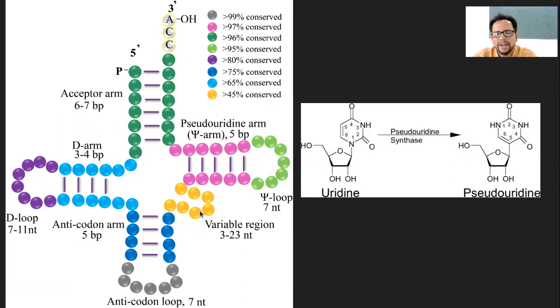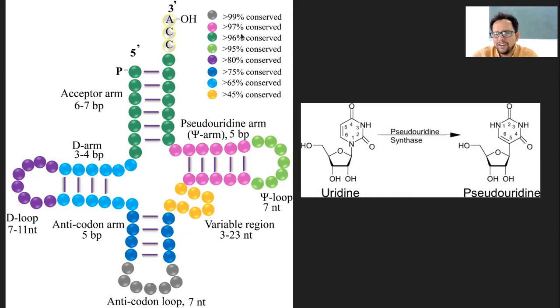Like if you want to identify human tRNA versus mice tRNA or any other fish tRNA, different species, right? This tRNA will be different for different species. But if you talk about this pink part of the tRNA, it is 97% conserved. That means 97% of that particular tRNA sequence will match across different species, right?